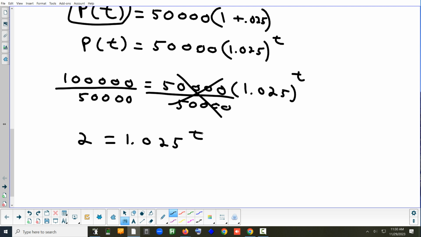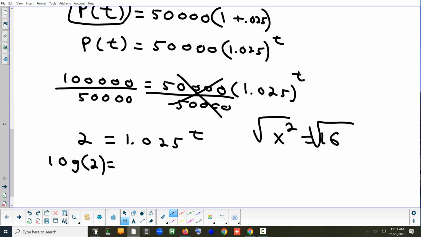Do we have a log in the problem? No. So, if you had something like x squared equals 16, the only way you're going to solve that is with a square root. Is there a square root in the problem the way it's written right here? No. So then make it so there is. Take the square root of each side. Now you have a square root in your problem. x equals the square root of 16. Well, we can do exactly the same thing here. Take the log of each side of your problem.